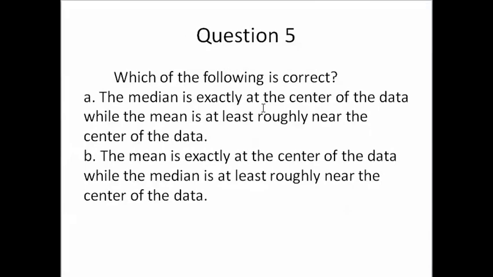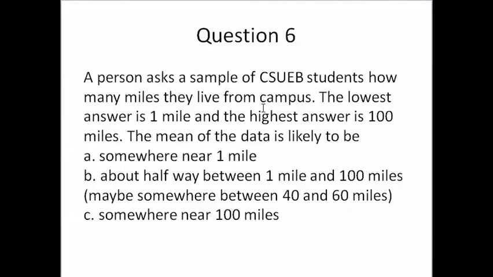The median is exactly at the center because the median always has 50% below it and 50% above it. The mean is not always exactly at the center. If it's a normal distribution, the mean will be exactly at the center, but the mean is usually just roughly near the center. If the lowest value in the sample is 1 and the highest value in the sample is 100, the mean is going to be about halfway between those two numbers. So it's B.